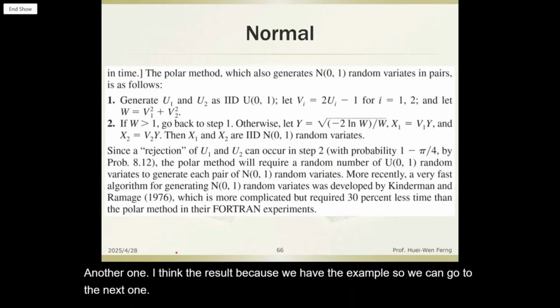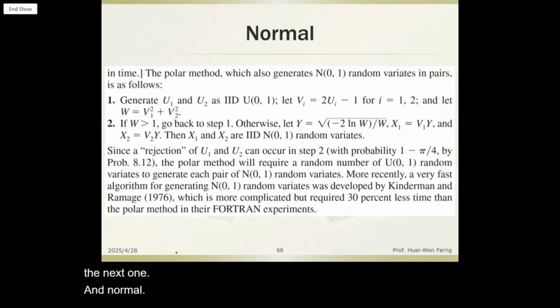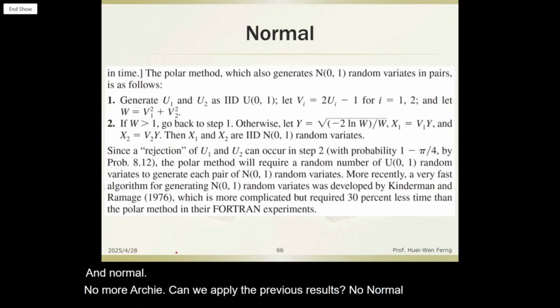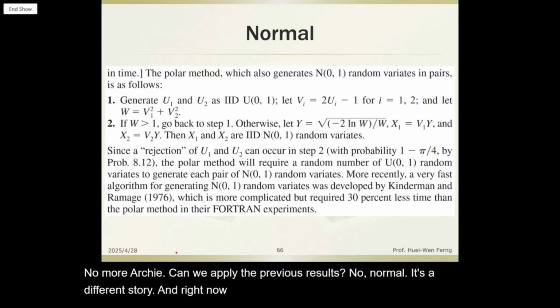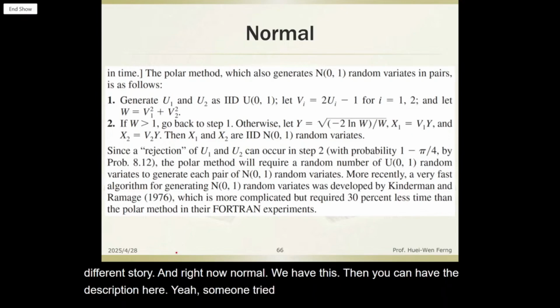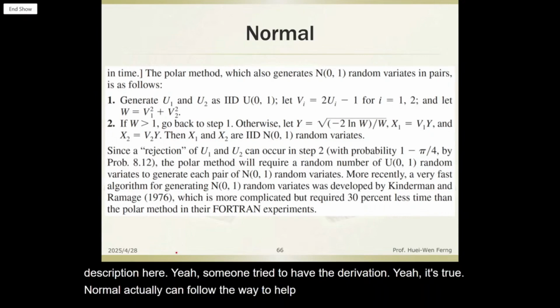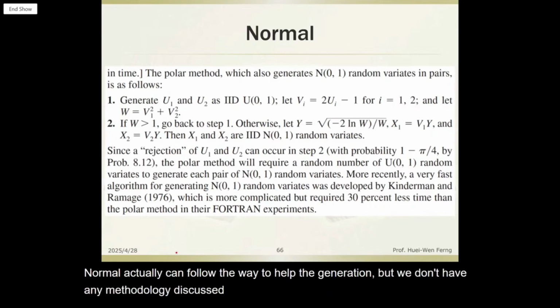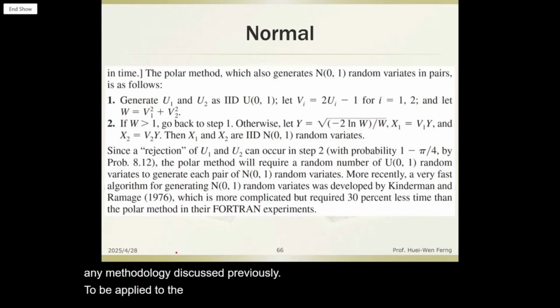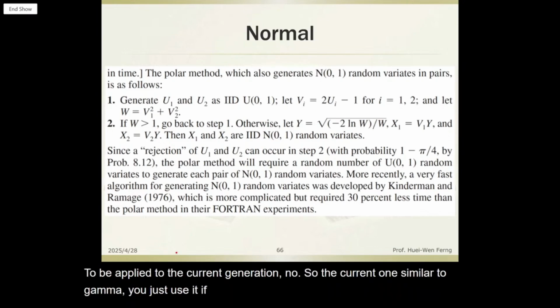And normal. Normal, can we apply the previous results? No. Normal is a different story. And right now, normal we have this. Then you can have the description here. Someone tried to have the derivation. Yeah, it's true. Normal actually can follow the way to have the generation, but we don't have any methodology discussed previously to be applied to the current generation. So the current one, similar to gamma, you just use it if you want to generate normal.